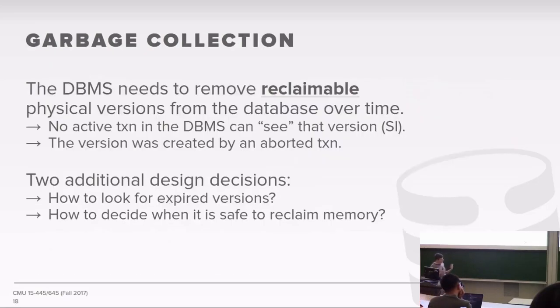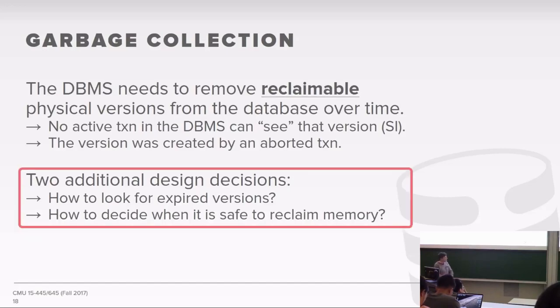All right, so this is essentially what garbage collection does. The idea is that we need to go back and find what are called reclaimable physical versions. Reclaimable means that there's no active transaction that can see that particular version, or the version was created by an aborted transaction. So if I do an update in Postgres and then I abort my transaction, physically that version is still there, just no one can see it. In Postgres, they call this the vacuum. You go through and do garbage collection to remove these things, to reclaim storage space.